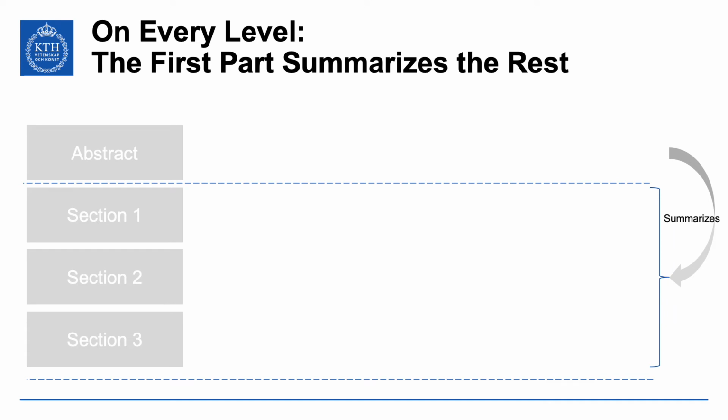So let's look at the scientific paper. You have the abstract and then you have a bunch of sections. Obviously, the abstract summarizes the sections. This is well known to everyone. And in some sense, the title should also summarize the paper.